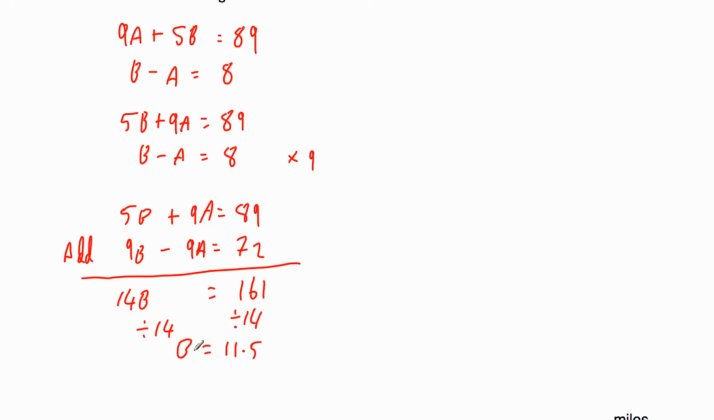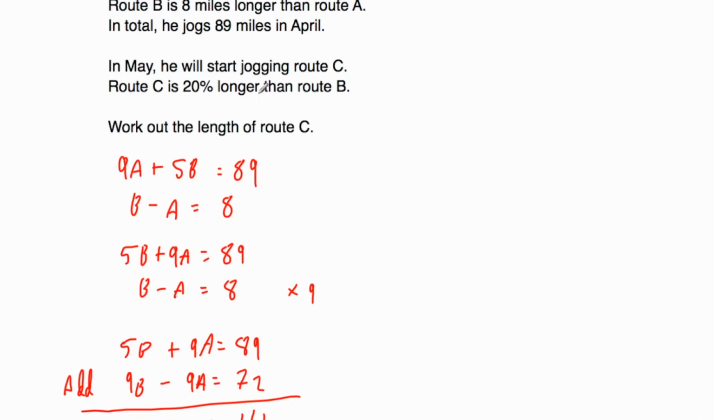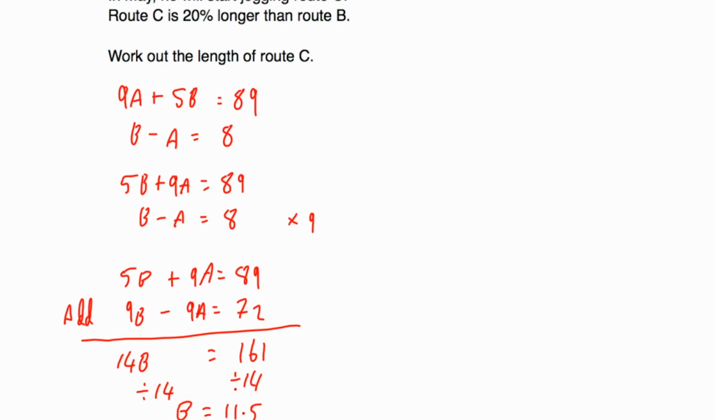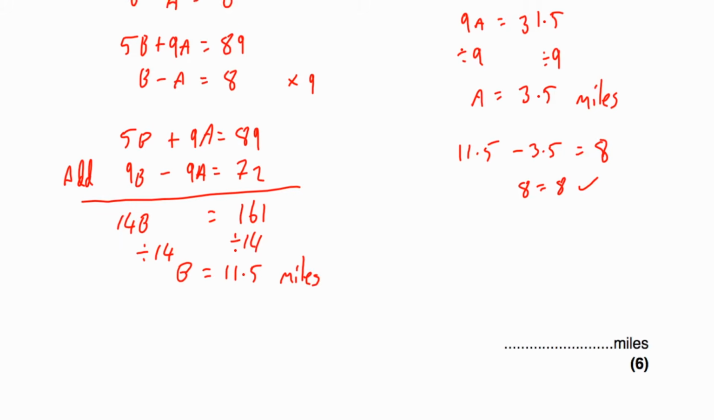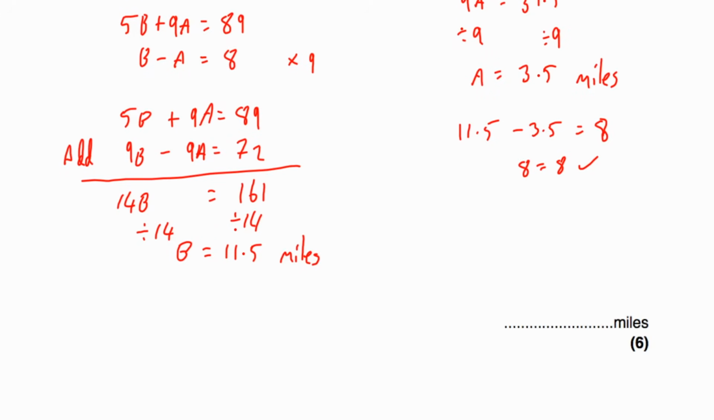And we found our b. At this point we could just use this information, and if we have a look here, we're trying to find what c is, and the length of c is 20% longer than root b, so we could just increase this by 20% and find the length of c. So we know what b is. b is 11.5 miles, and we're told that c is 20% longer than root b. So in the next month, in May, he's going to do some longer runs. He's doing root c, and root c is 20% longer than this distance. So we need to increase this by 20%.